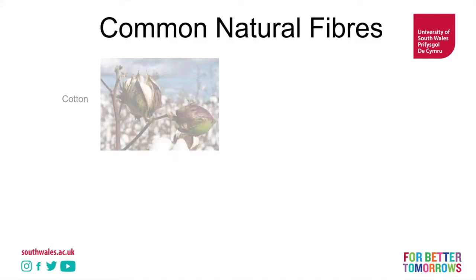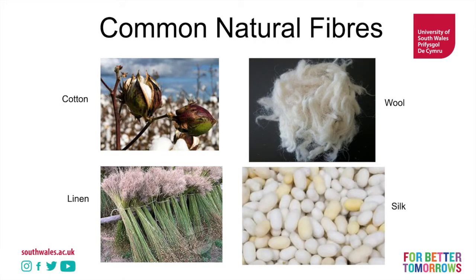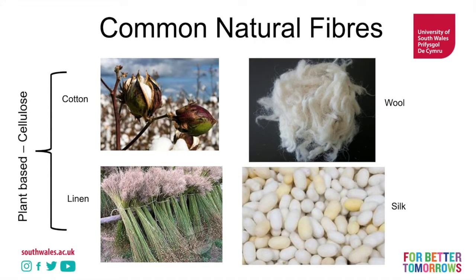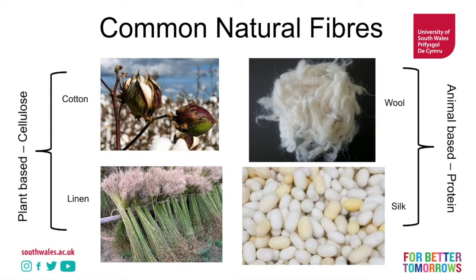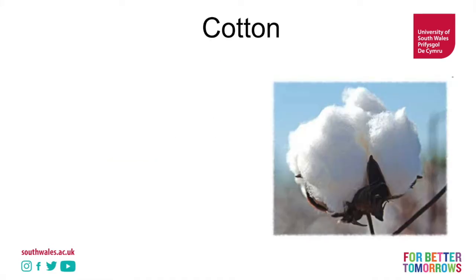Here are some common natural fibres. We have cotton, linen, wool, and silk. Cotton and linen make up the two main sectors of the plant-based or cellulose-based fibres, and wool and silk make up the two protein-based or animal-based fibres. Tell you more? Absolutely. Let's jump in.